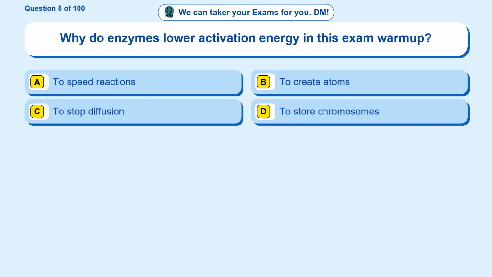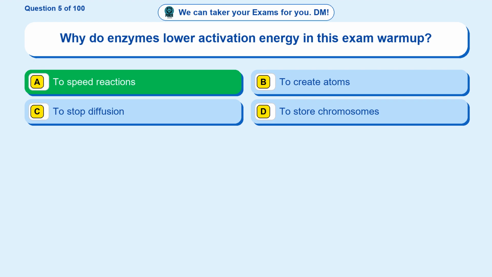Question 5. Why do enzymes lower activation energy in this exam warm-up? Option A, to speed reactions. Option B, to create atoms. Option C, to stop diffusion. Option D, to store chromosomes. The correct answer is option A, to speed reactions.